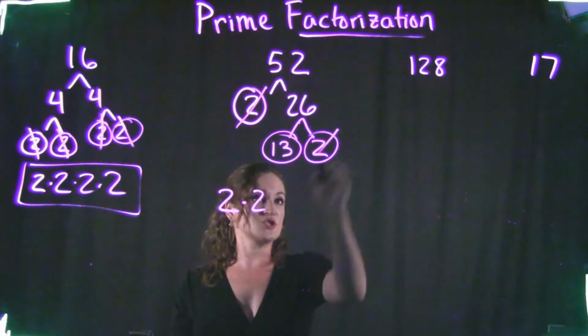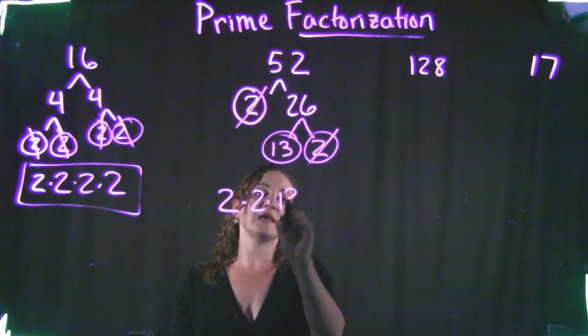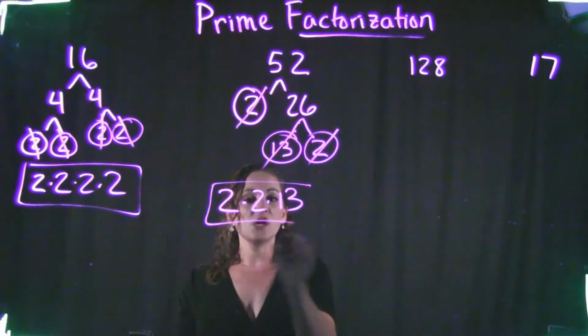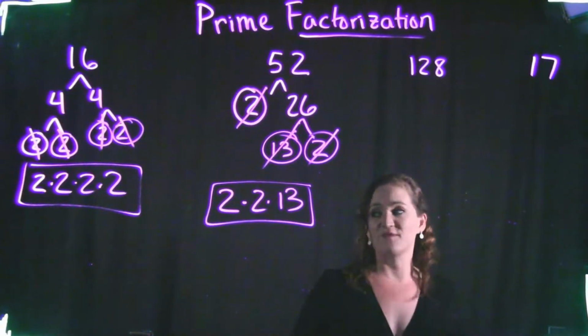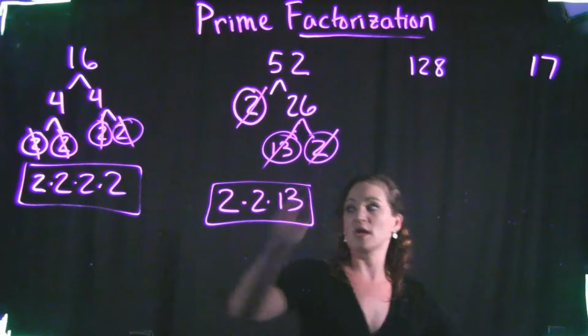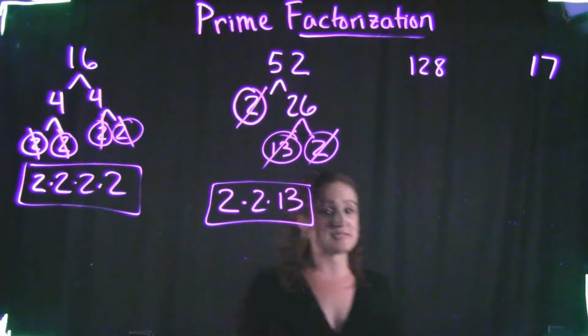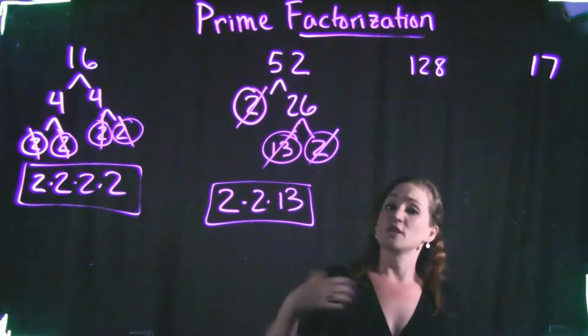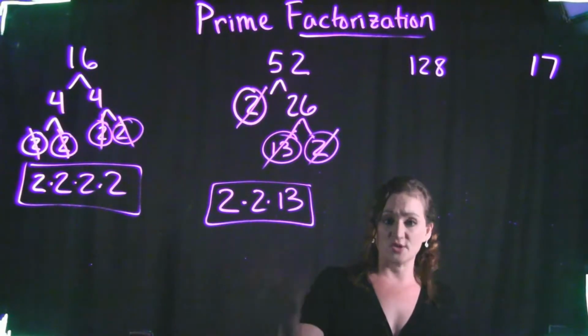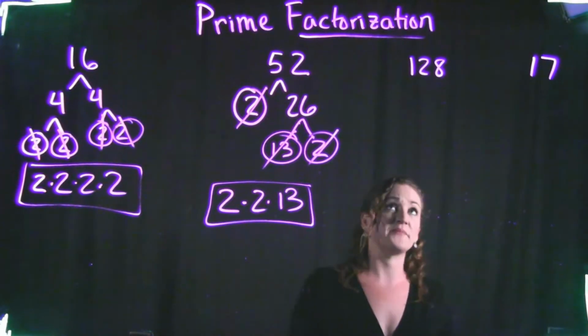I have another 2 over here I can use. And then times the 13. So 2 times 2 times 13 is my prime factorization. So notice every single number that's in my answer is a prime number. If you ever have a number that is not prime, then you know that you are not at your prime factorization yet and you need to keep on going.